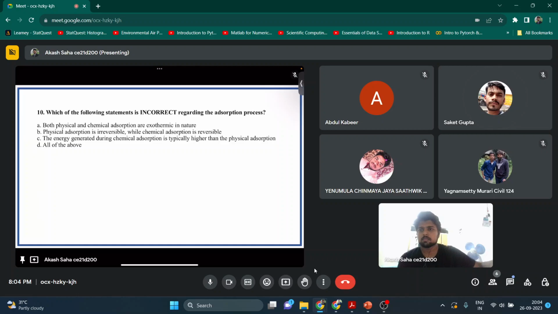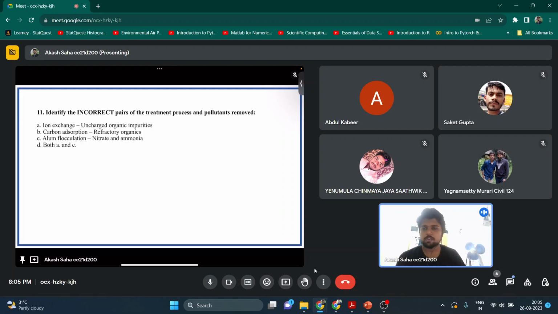Option B, yes. Option B is incorrect because physical absorption is a reversible process, whereas chemical absorption is an irreversible process. In physical absorption, weak bonds are formed, so it is reversible. Whereas in chemical absorption, very strong chemical bonds are formed, so it is irreversible.